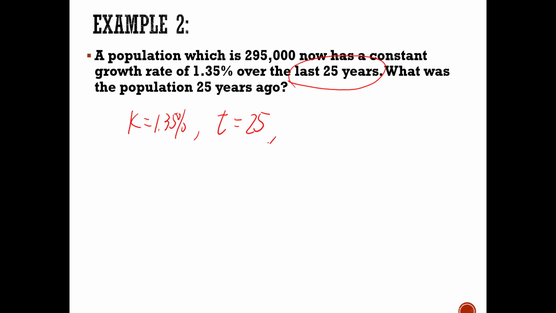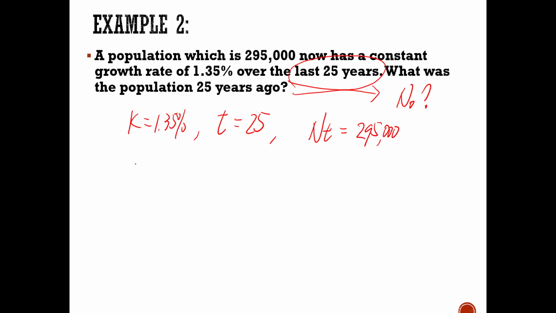And this compares the population now to 25 years ago. This should be the initial population, N0. So N0 is unknown. We're solving for N0. Then NT must be the population right now, which is 295,000. We know NT, we know K, we know T. We are solving for N0. So right here, we're just gonna do this.